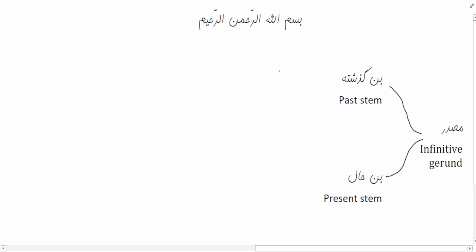Starting with bone gozashte or past stem. This is very easy. So if you want to move from mastar to bone gozashte, and if you remember the general form of mastars in Persian, they all end with an n at the end. So for example, we have raftan. What does it mean? It means to go or going. As you can see, it ends with an n.